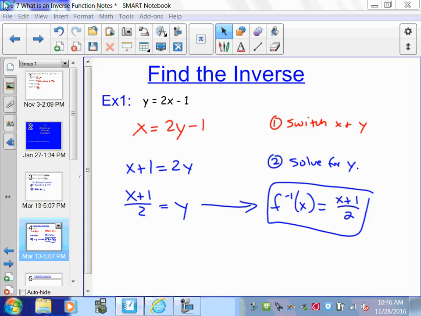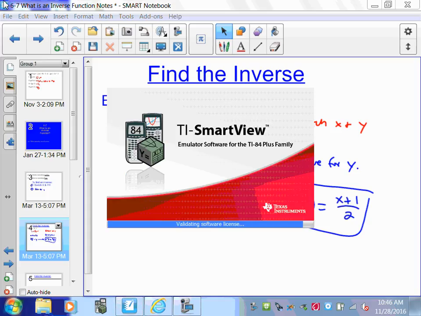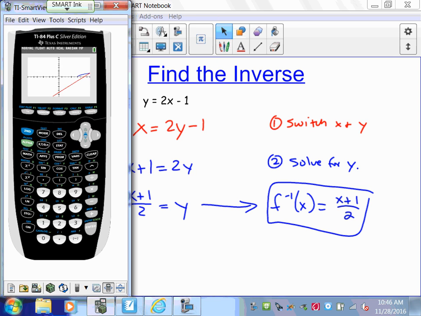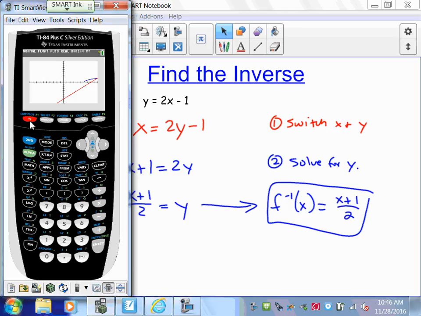Do you have your calculators? All right, here we go. I'll show you a couple of ways: graphically, then by the table. Let me clear out both sides. Let y1 be the original function, so 2x minus 1. And let y2 be the other function.